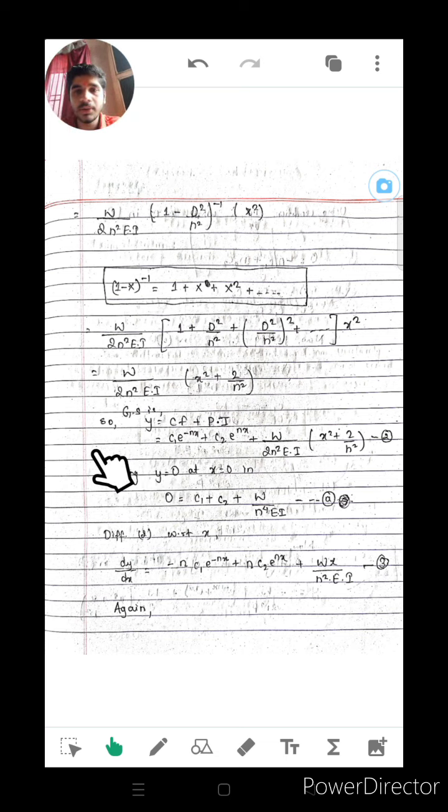Now by using the given part where y equals 0 at x equals 0 in this equation, we get 0 equals c1 times e to the power 0, which is 1, plus c2 times 1 again, and w by n to the power 4 times E I. We'll call this equation A. Now differentiating equation 2 with respect to x, we get this again.